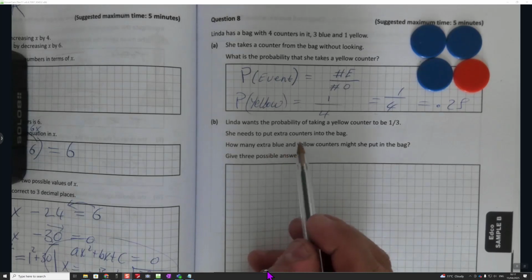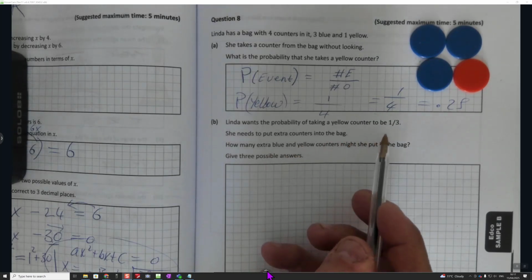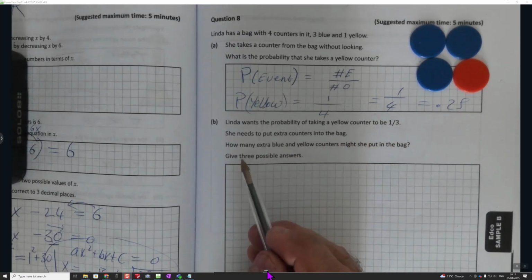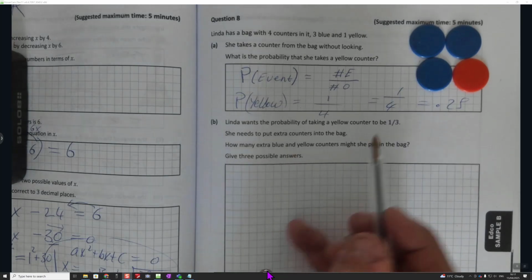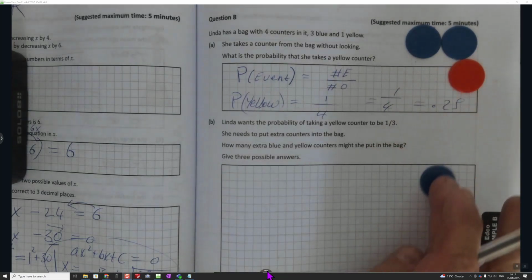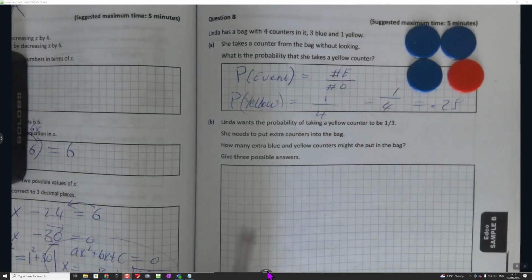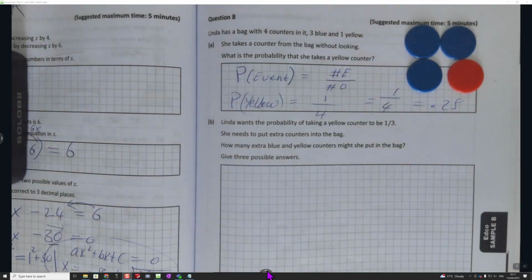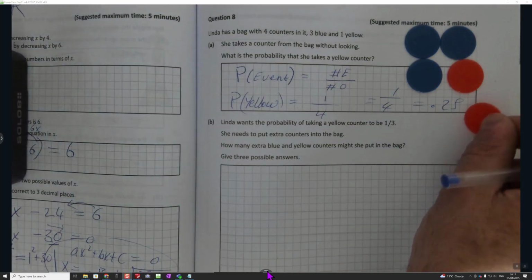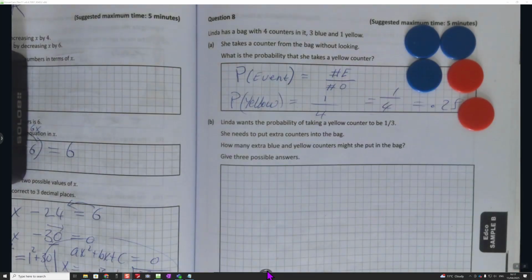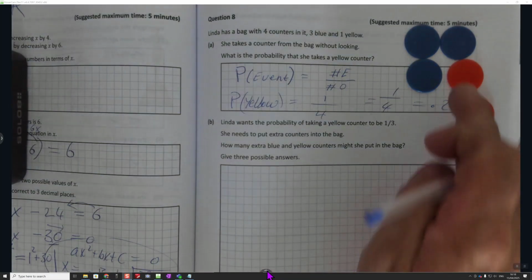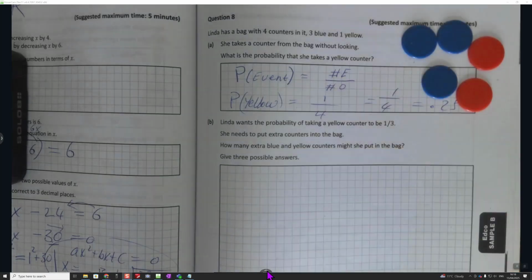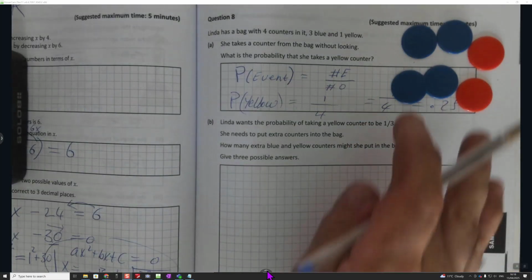Now Linda wants the probability of taking a yellow counter to be 1/3. She needs to put extra counters in, so she could of course take away a blue, but she's not allowed to do that, so she needs to add extra counters. So we're going to have to add yellows, we're calling this yellow, and blues. Okay, so basically for every yellow I want 2 blues, so this looks like it would do it.